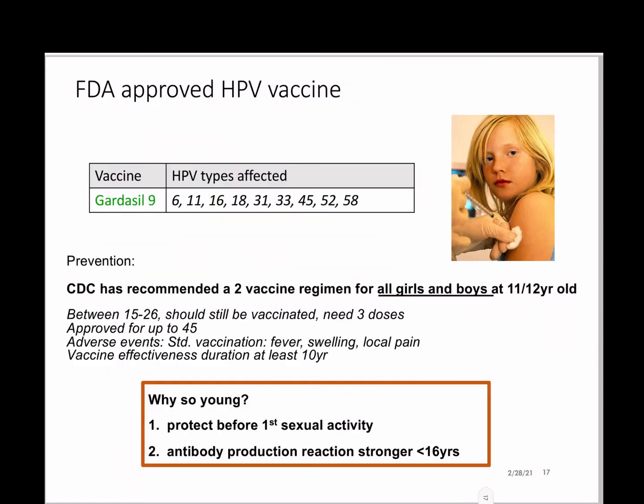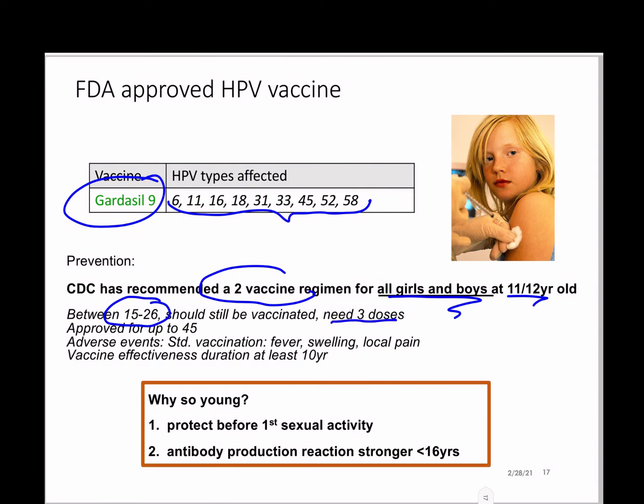So really the main HPV vaccine you're going to see is Gardasil 9, and it's against 9 different HPV strains. And currently the CDC recommends that all children at 11 or 12 years old get a 2-vaccination regime. So an initial vaccine and followed up by a booster. You can still get the vaccine when you're older. If you're between 15 and 26, they say you should absolutely still be vaccinated if you haven't already. However, you will probably need 3 doses because your body's not going to respond as well to the antigen. It's also approved for up to 45 years old.